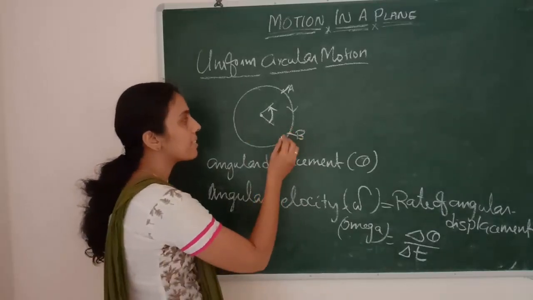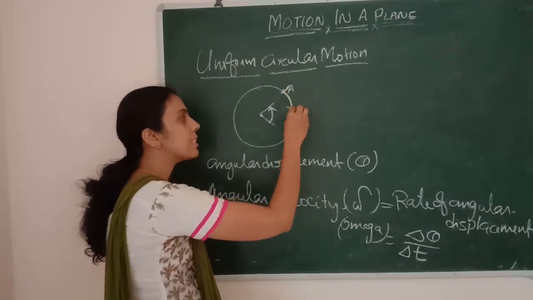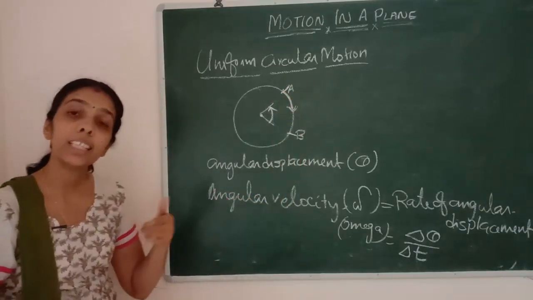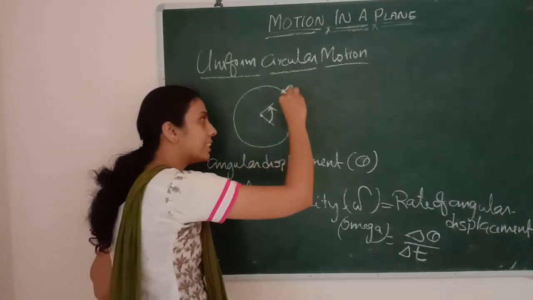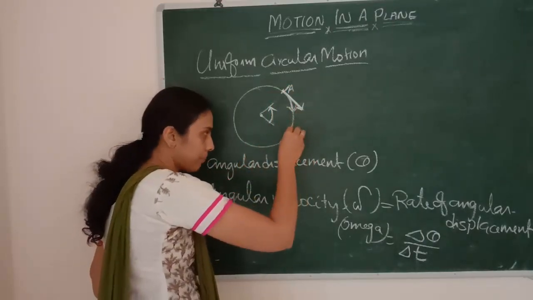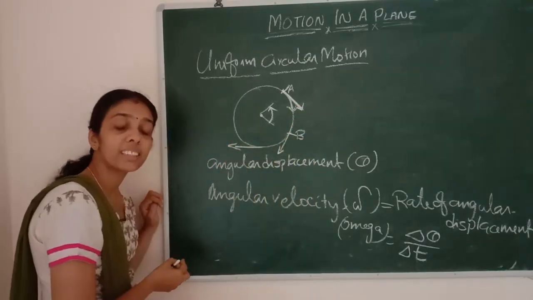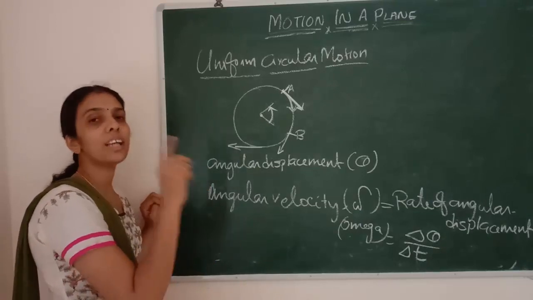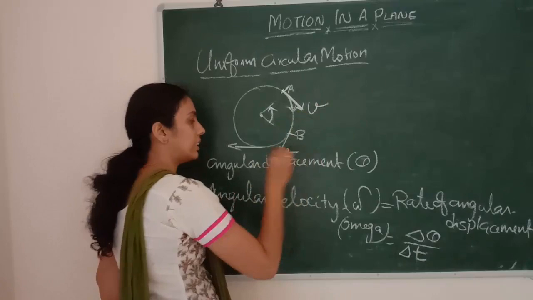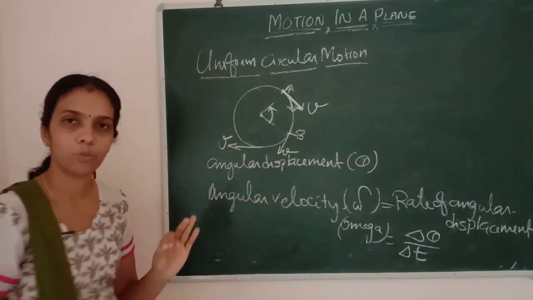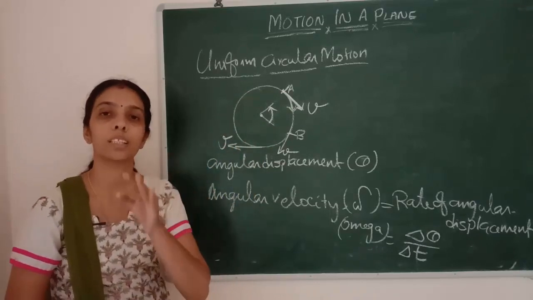See, if I am considering the linear displacement, this is the linear position, isn't it? So in this way, if we are considering linear velocity, in which direction will it be acting? It will be acting along the tangent. The linear velocity will be acting along the tangent at each point. Okay, so this is the linear velocity of an object which is moving in a circular path.